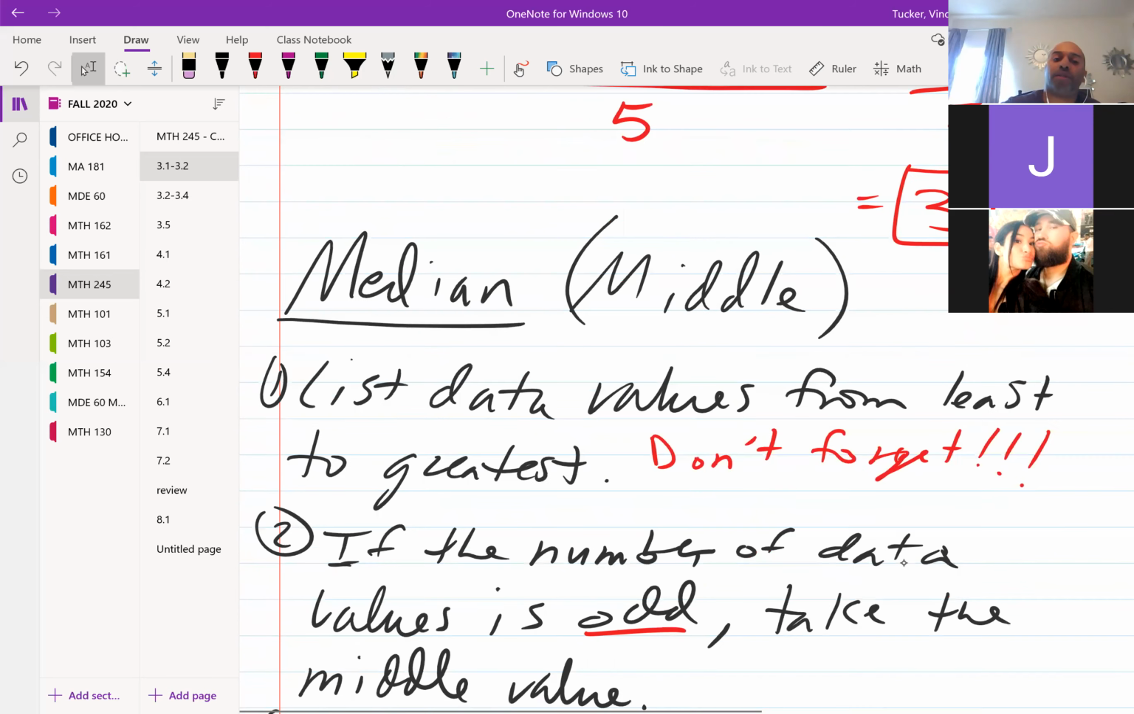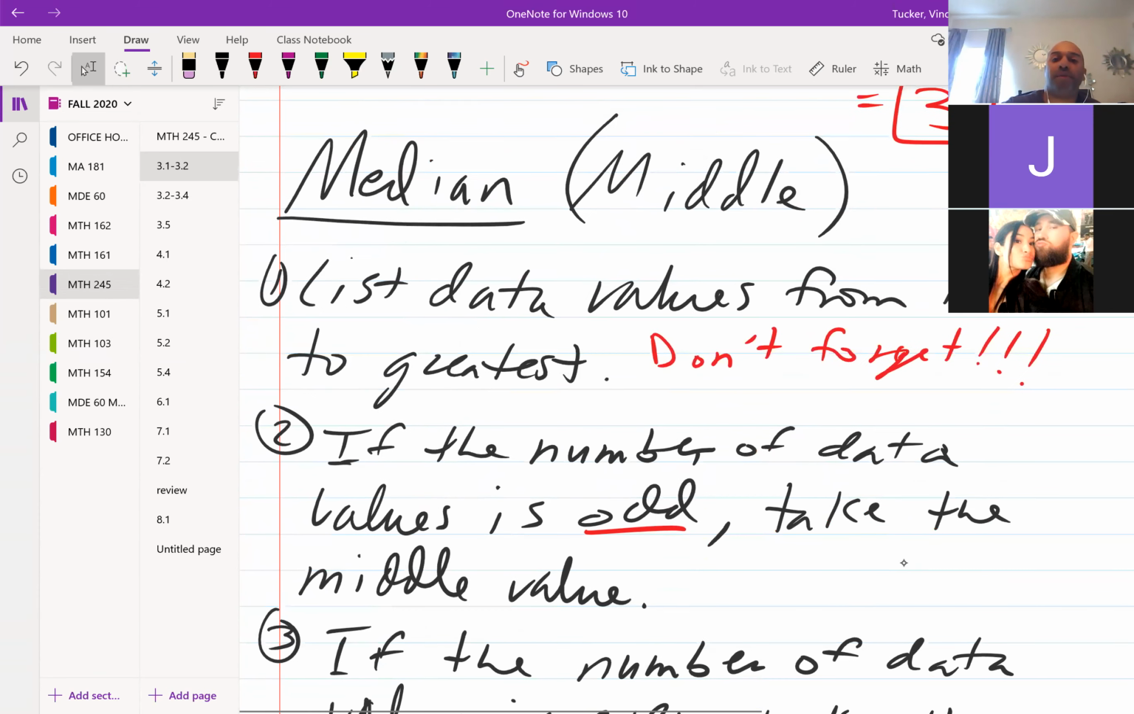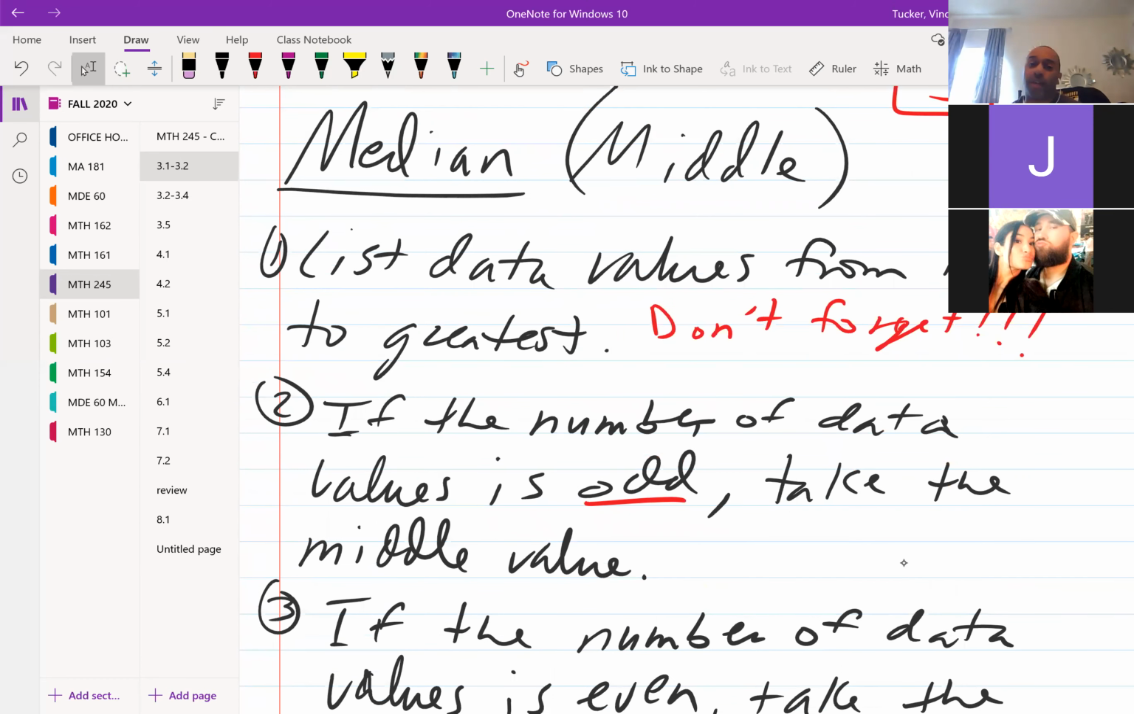Now the first step in finding the median is to list your data values from least to greatest. So don't forget that, because a lot of people miss out on that first step. And if you don't do that, you will get the wrong answer going forward. So if you want to find your median, you have to list your data values from least to greatest first.